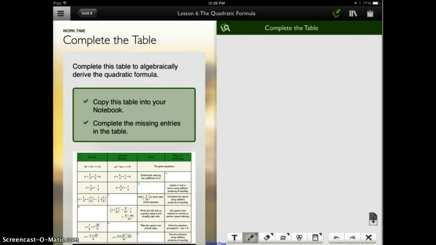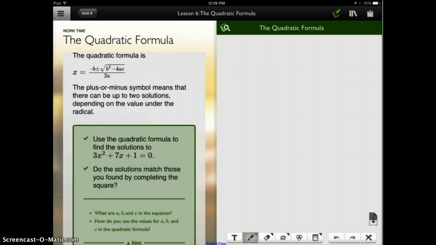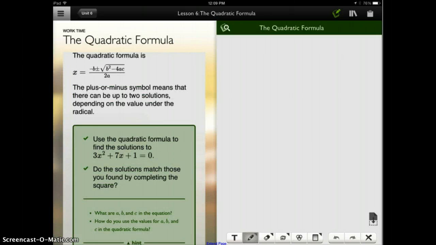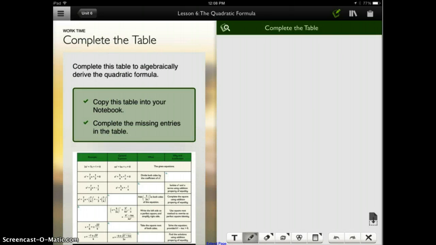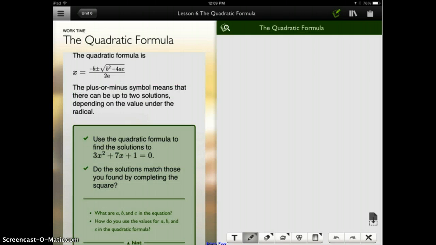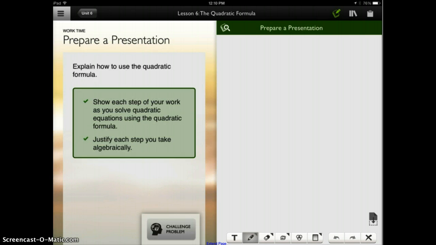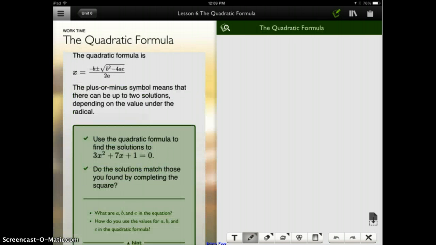Okay, so that was slide three. Let's go to slide four, which is a couple of the work time ones. So slide four, slide five, and slide six. Okay, all with some practice.